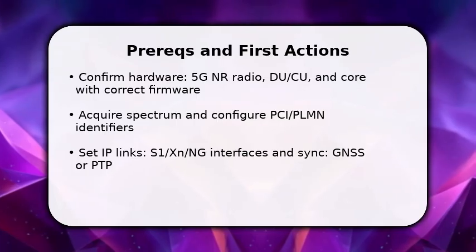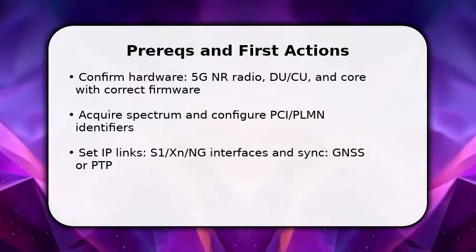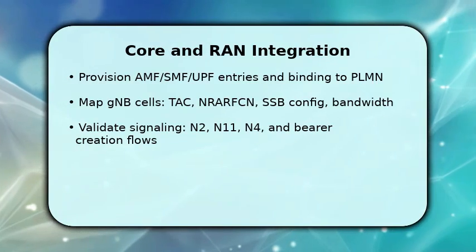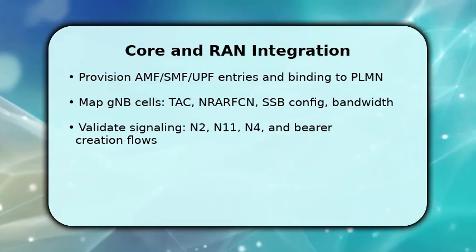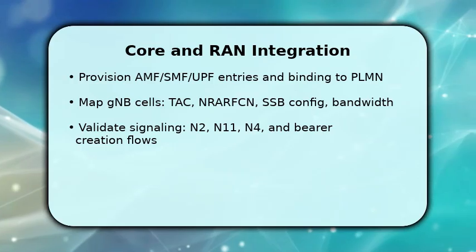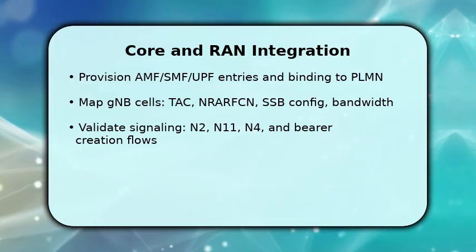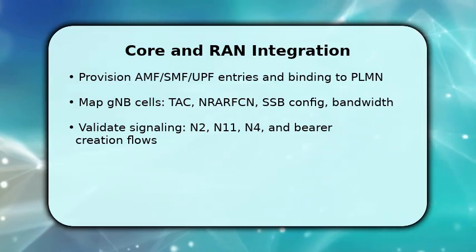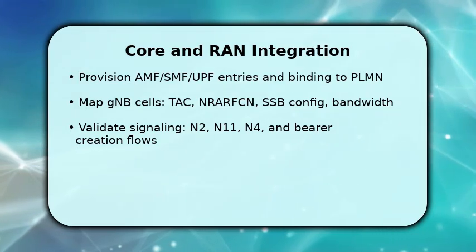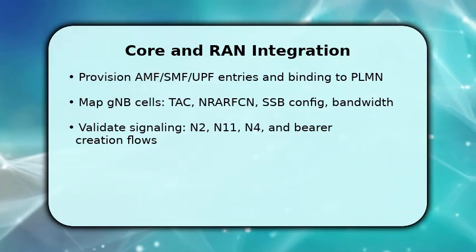Once IP and sync are stable, integrate RAN with core functions. You provision AMF, SMF, and UPF records and bind them to the PLMN so UE control and user planes can route. Then map gNB cells with TAC, NR-ARFCN, SSB configuration, and bandwidth to match spectrum allocation. Make sure the DU and CU parameters align.